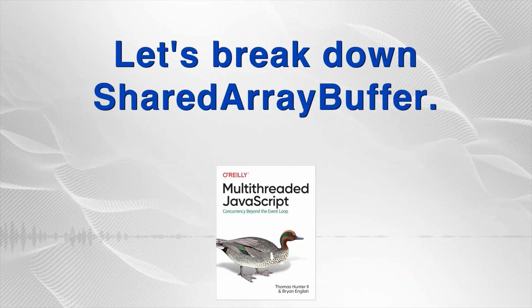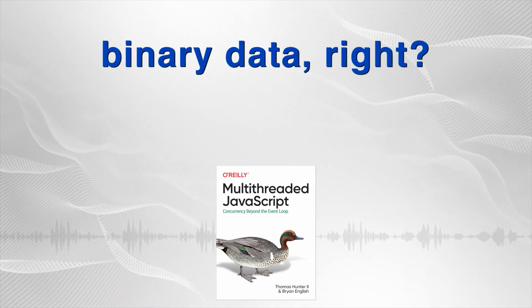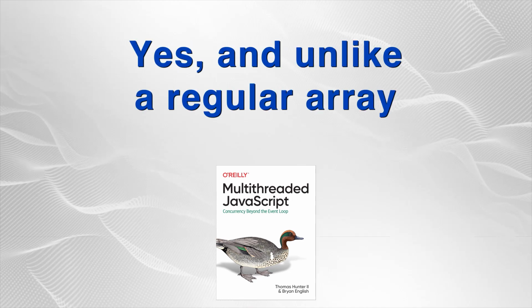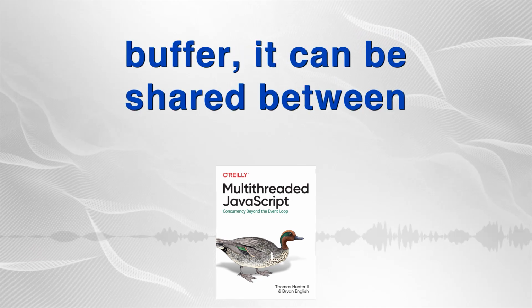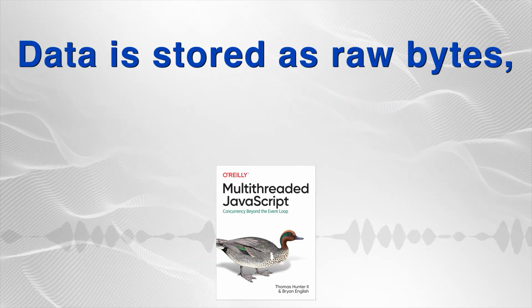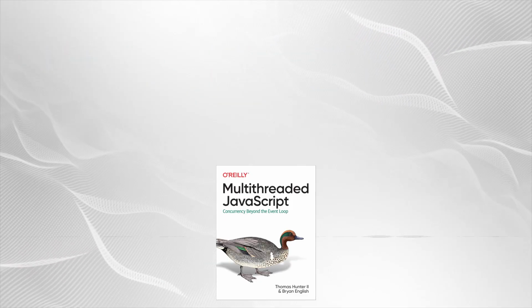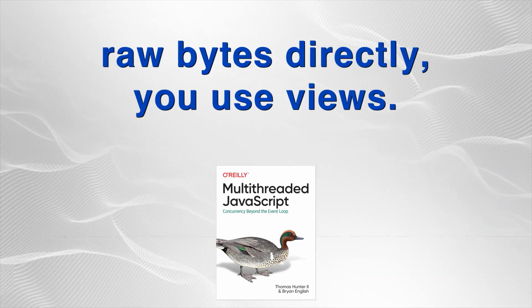Let's break down SharedArrayBuffer. It's a block of memory for binary data, right? Fixed size. Yes, and unlike a regular ArrayBuffer, it can be shared between threads. Data is stored as raw bytes, often shown in hexadecimal. But you don't work with the raw bytes directly, you use views.